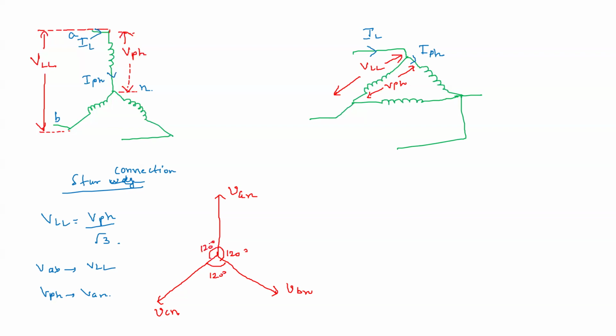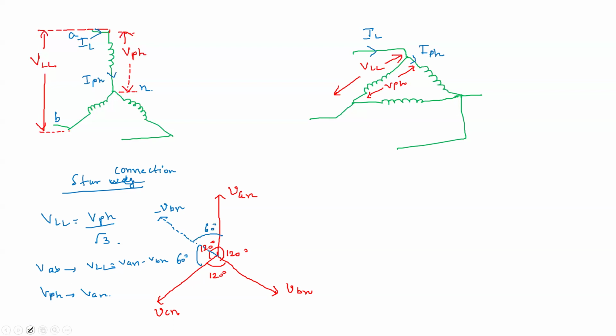Now I have to calculate VAB. How will I do it? VAB is VAN minus VBN. So I have to do vector addition of VAN and minus VBN. Here I will take the opposite, so I'll get minus VBN here. You can see that this gets divided into 60 degrees each.